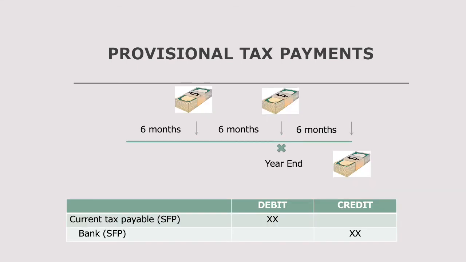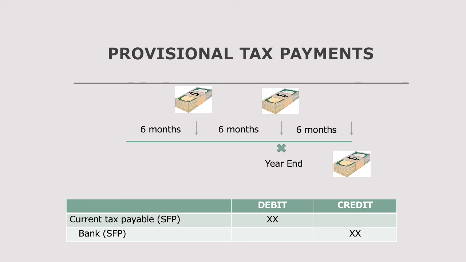So just that you can see this in practice, on that little timeline, that represents an 18-month period. That little X represents the year end. So you make a payment 6 months into your financial year, money flows out of your business, you actually make a physical payment to SARS. At year end, you make another payment to SARS. All right, once again, cash outflow.